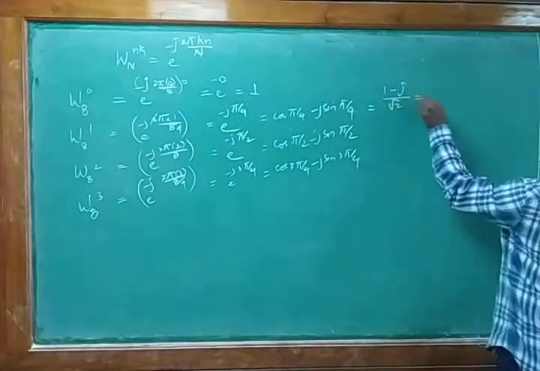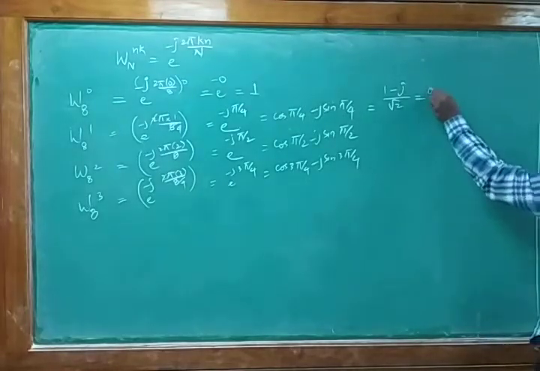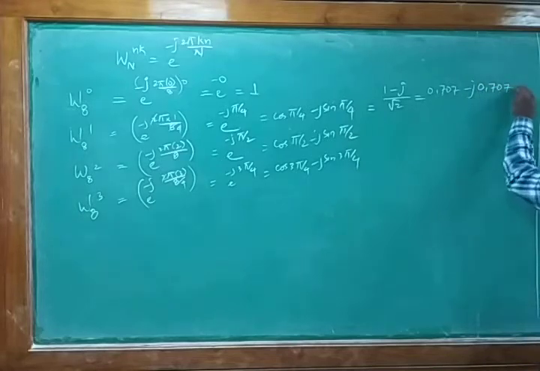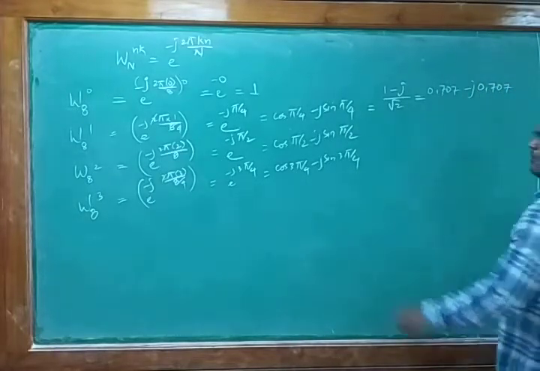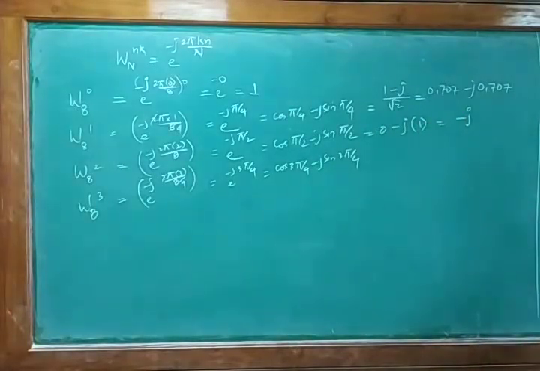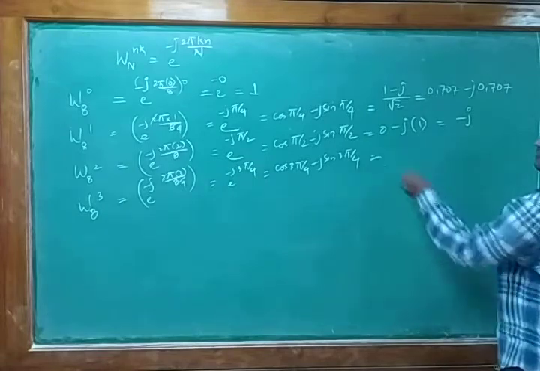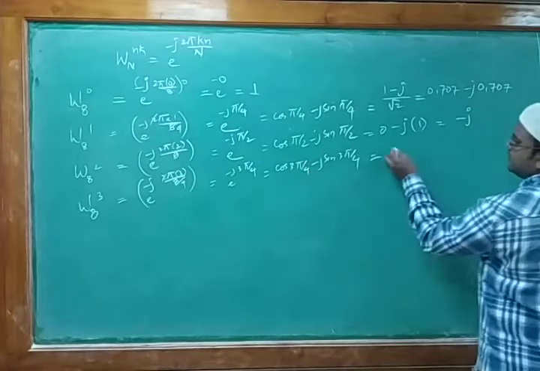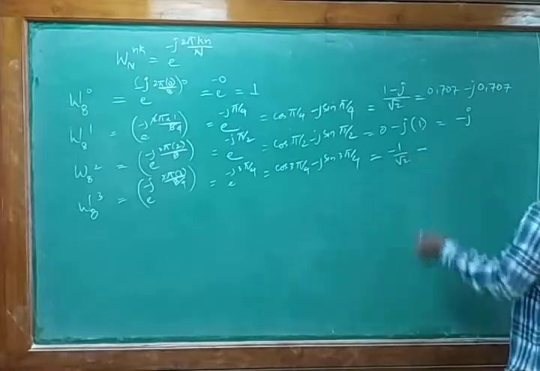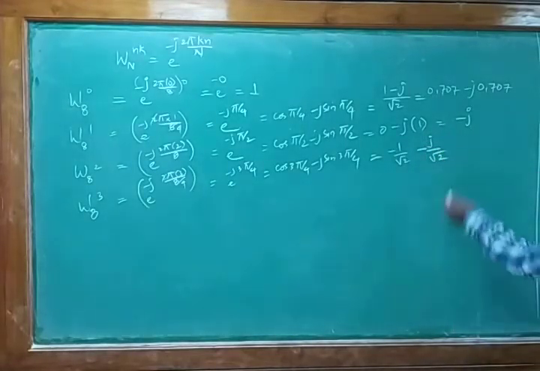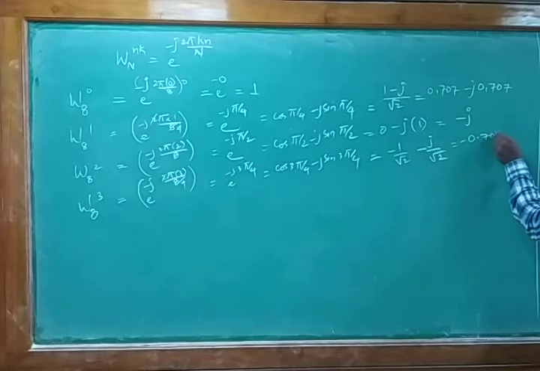Or in points, if you want to write, how do we write? 1 by root 2 is what? 0.707 minus j of 0.707. Similarly, cos pi by 2, cos 90 is what? 0. Minus j into sin 90 is what? 1. So the answer is minus j. Similarly, for the next one, what is the next value we had? Cos 3 into 45, 135. Cos 135 is what? Minus 1 by root 2. Minus j sin 135 is what? 1 by root 2. So in another way, what I can write? Minus 0.707 minus j of 0.707.